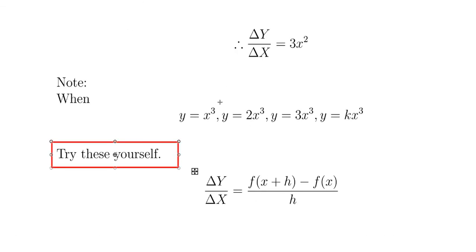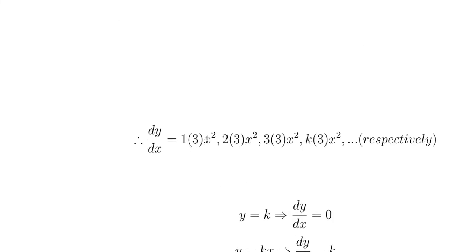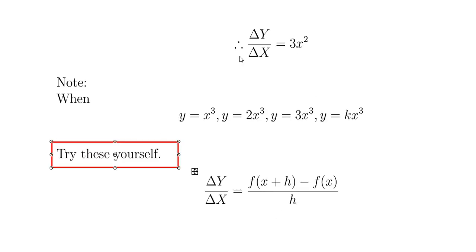Note that if you had x cubed, 2x cubed, 3x cubed, kx cubed, guess what you would get? Well, you will find that you would have 3x squared. That's what we got from the one when we practiced. If it was 2x cubed, you'd have 2 times 3x squared. If it was 3x cubed, you'd have 3 times 3x squared. If it was kx cubed, you'd have k times 3x squared. And again, if I'm going too quickly with regards to that, please have a go yourself.